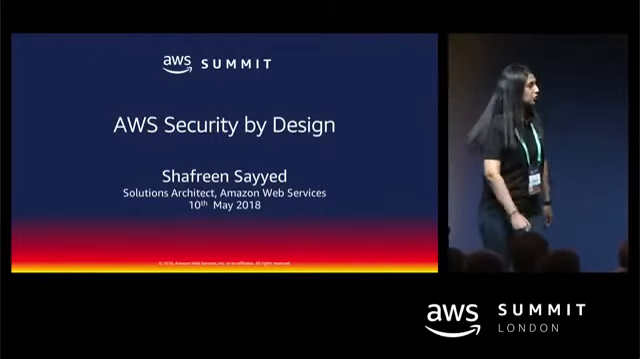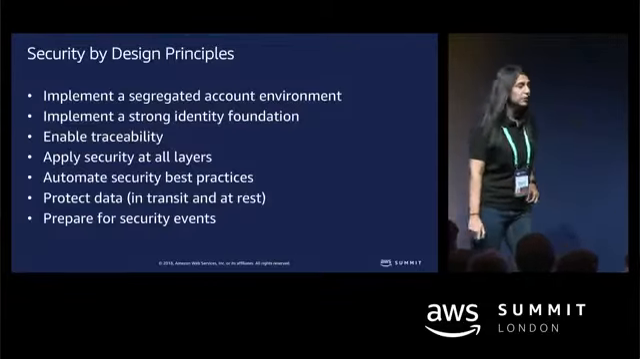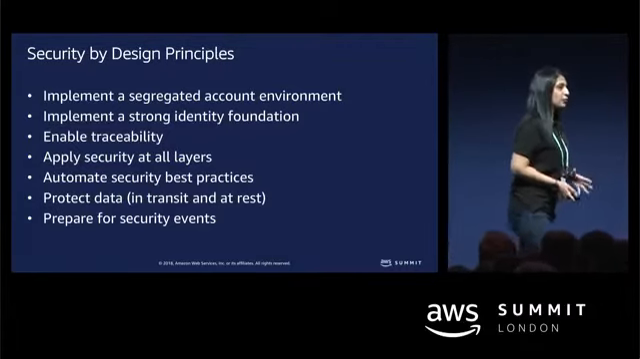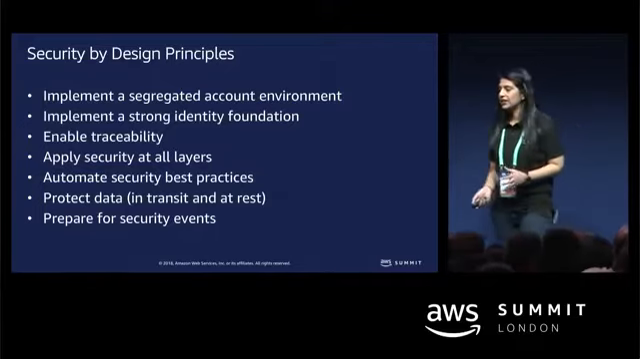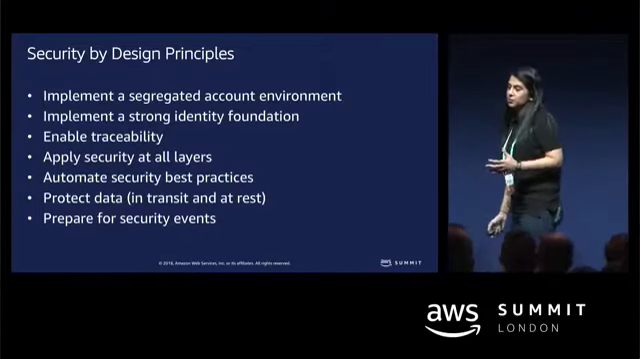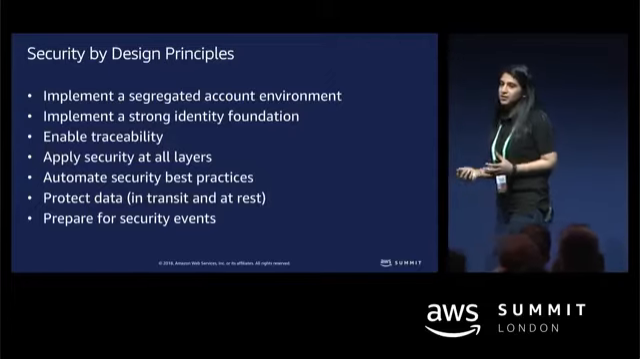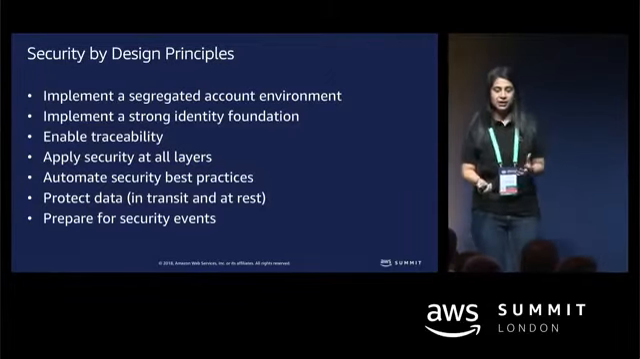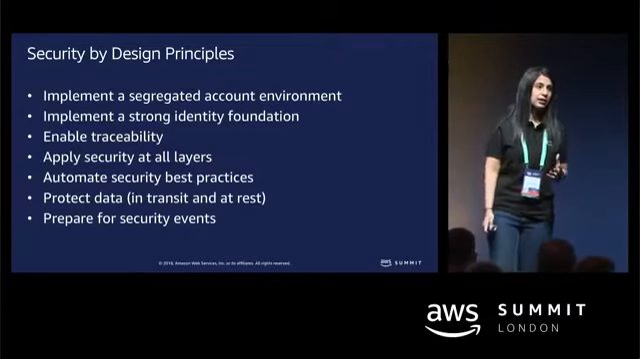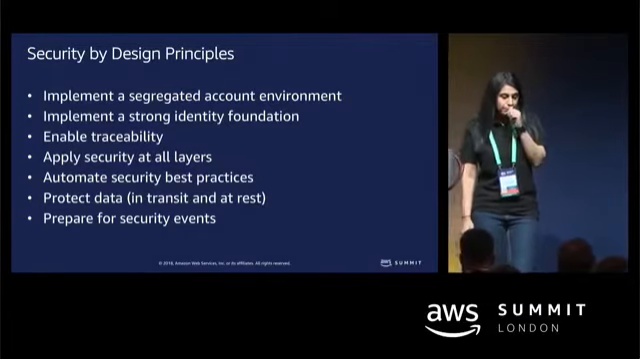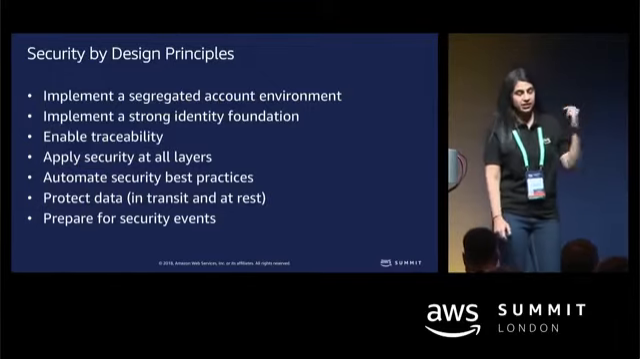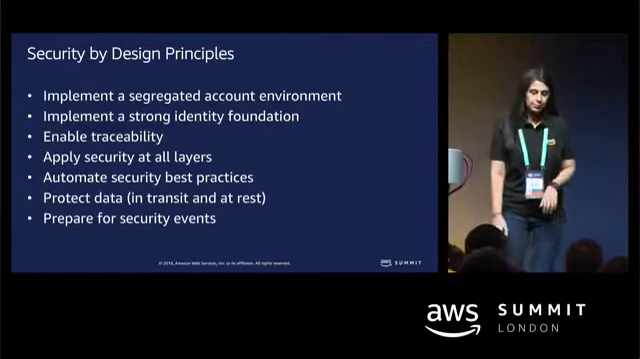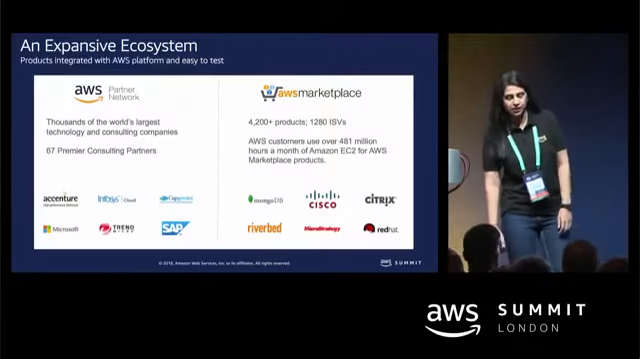So let's dive into implementing. I've split this presentation into 7 sections, and we'll go through each of them in a lot more detail. Security by design principles, implementing a segregated account environment. We'll look at strong identity foundation, enabling traceability, applying security at all layers, automating some of the security best practices, and protecting your data both in transit and at rest. And then, of course, preparing for security events.